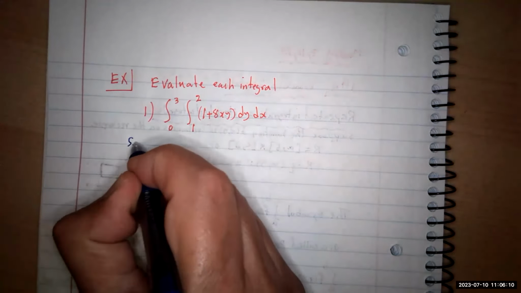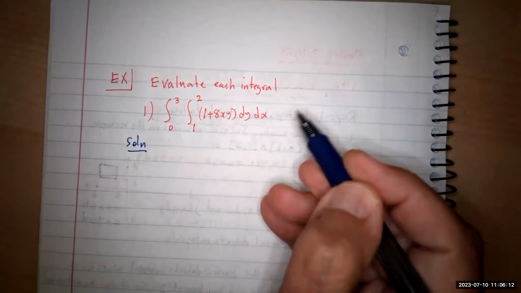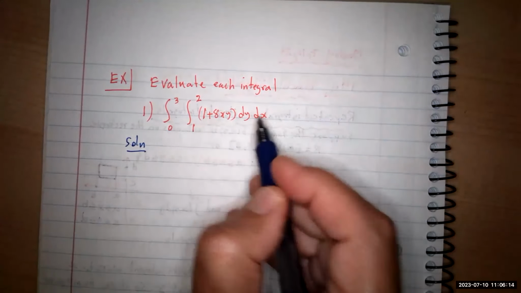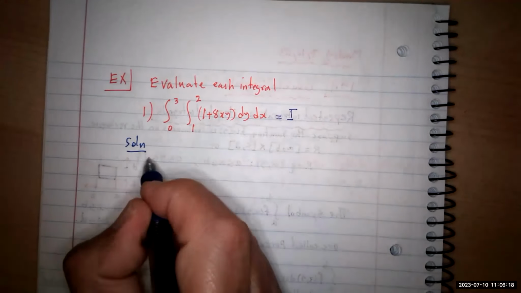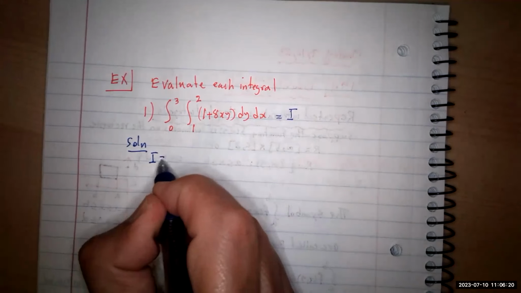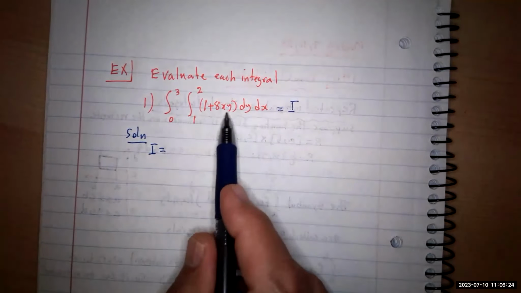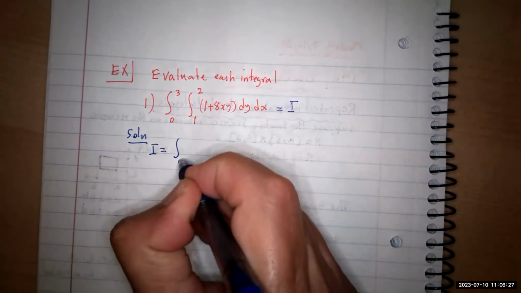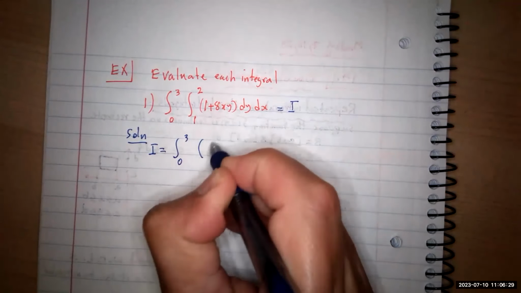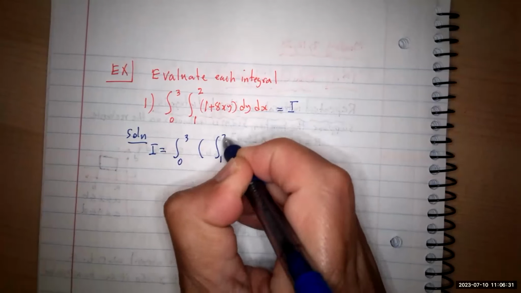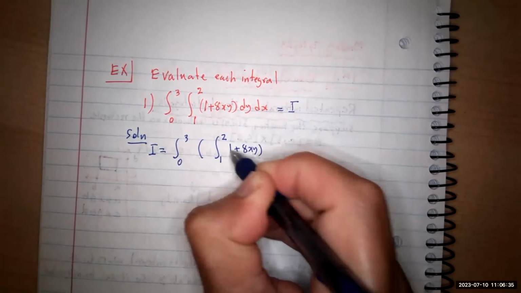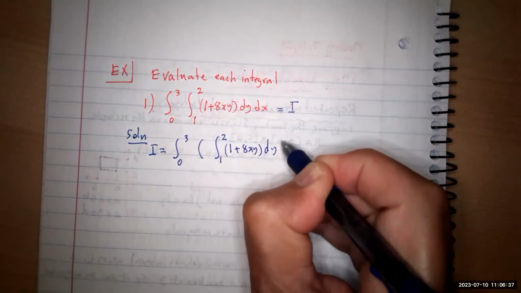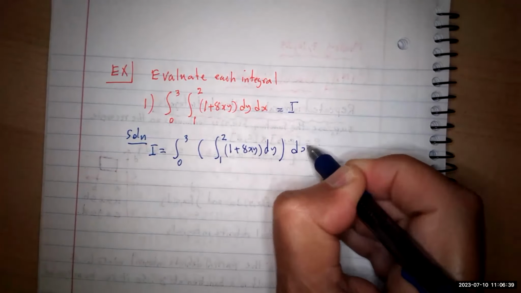Solution. I'm not going to repeat this. I usually call them I if you like. If you write I, we understand. So it's going to be equal to, just explain it, I have to rewrite it to show that I'm going to do the y first. So it's going to be the integral from 0 to 3. I have to do the inside first, 1 to 2, 1 plus 8xy dy. When you are done, you just integrate with respect to x.